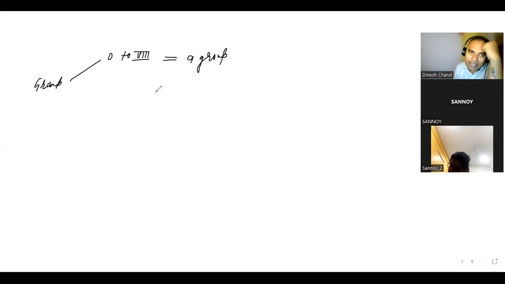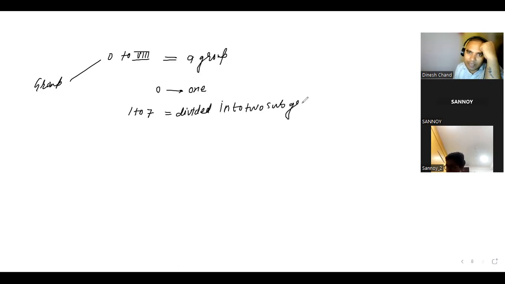Then what he did: 0 group is one, and groups 1 to 7 were each divided into 2 subgroups. So this becomes 14.